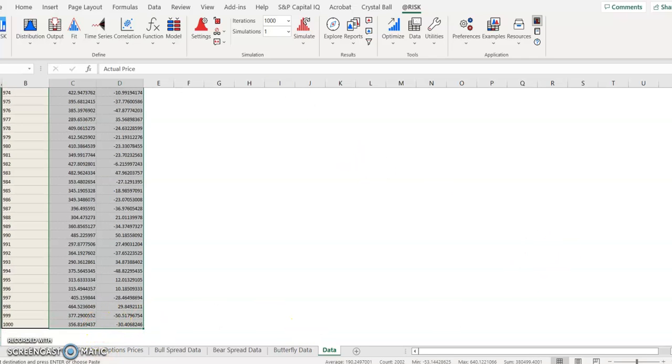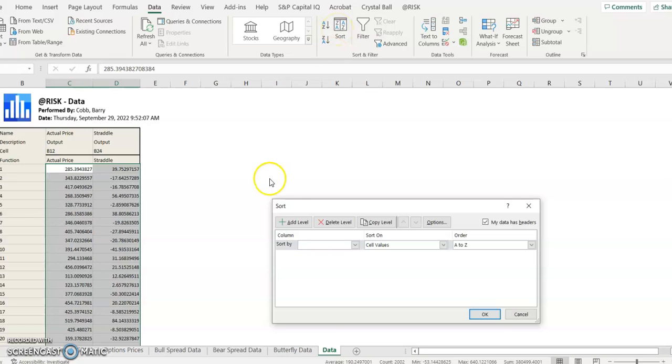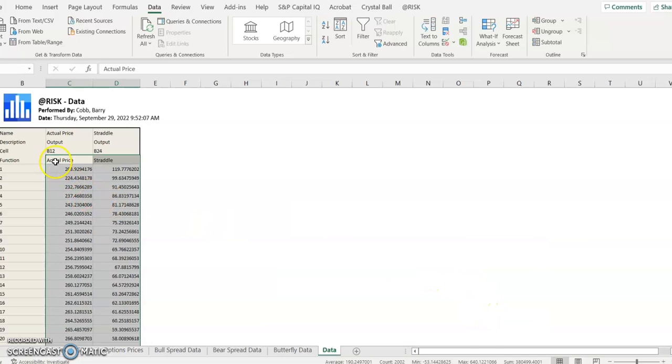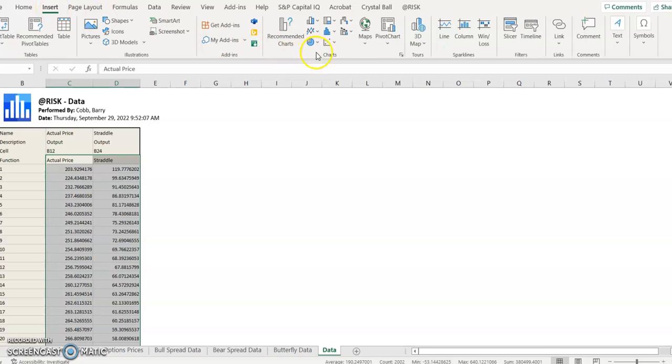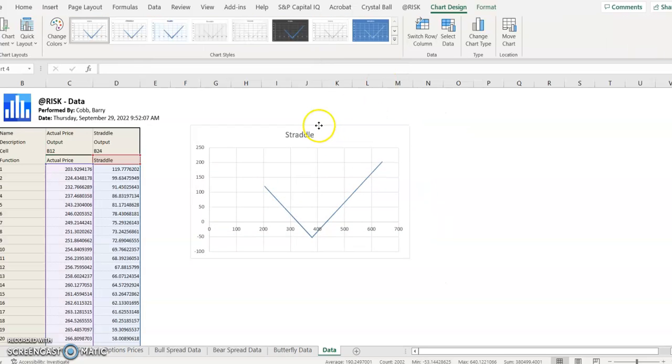So we'll highlight all of this and go to data and then sort, and sort by the actual price. Now the data is already highlighted here. And so what we'll do is go to Insert and create a scatter plot, which is this chart right here. And probably the best one would be this one, the scatter with the smooth lines. And so now what we see is our straddle.